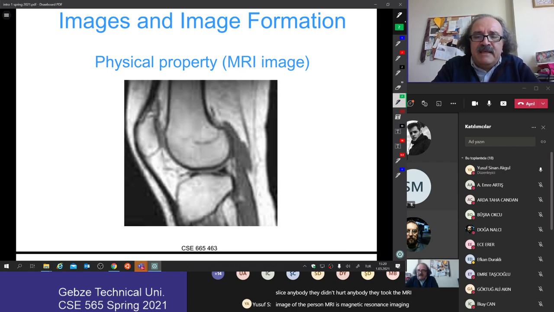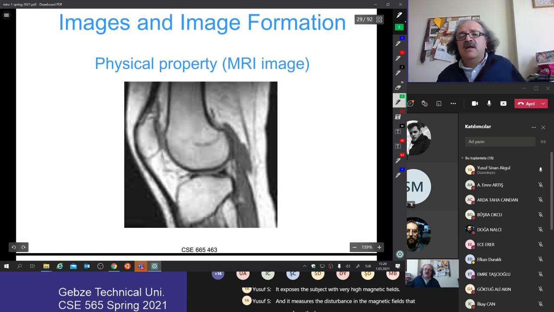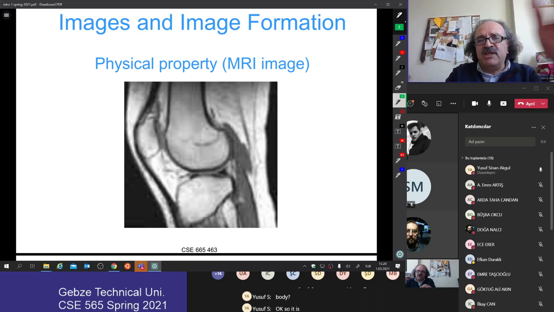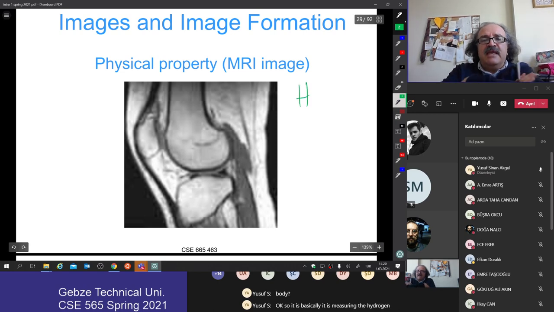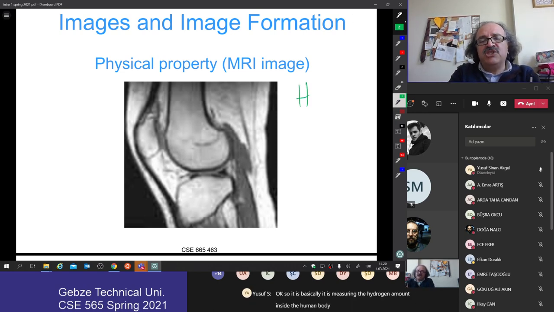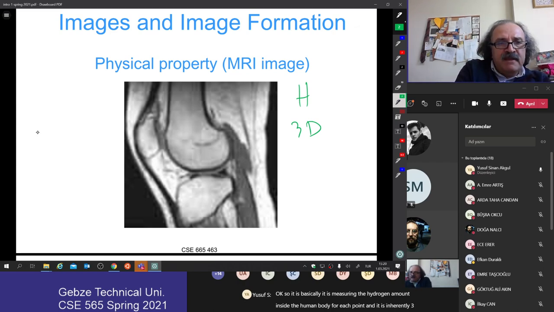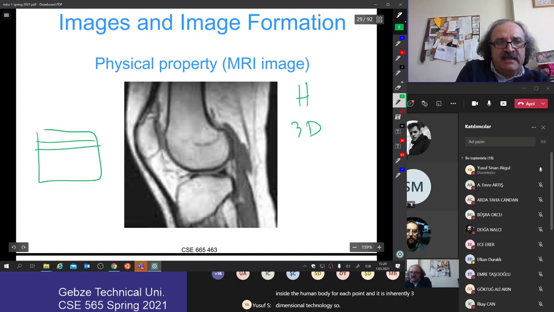MRI exposes the subject to very high magnetic fields, and it measures the disturbance in the magnetic fields that comes from the human part, and it makes a guess about what is happening inside the human body. So basically it is measuring the hydrogen amount inside the human body for each point. And it is inherently three-dimensional technology. So two-dimensional numbers like that.